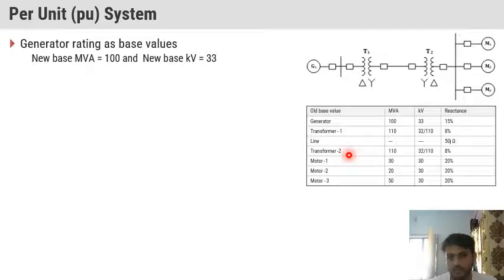But you cannot choose a base value beyond the ratings which are not in the statement. Choose a base value which is higher compared to all the values mentioned in the statement. So now the new base value is 100 MVA and the new base kV is 33 kV.